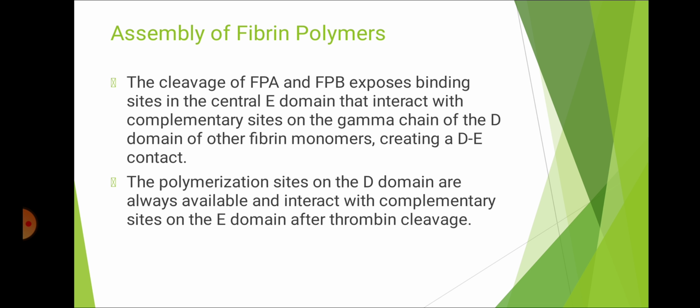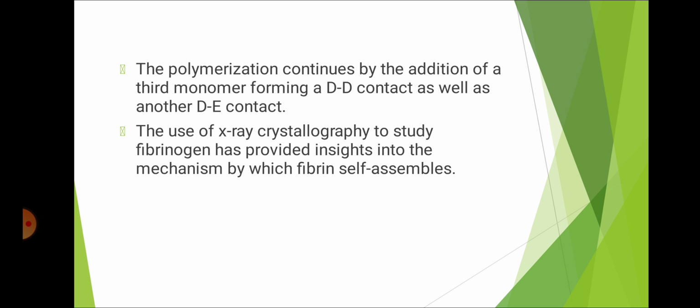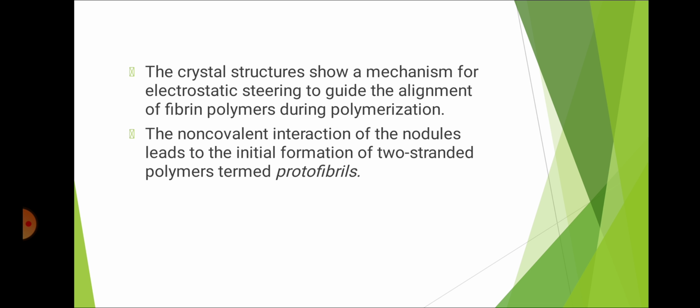The polymerization sites on the D domain are always available and interact with complementary sites on the E domain after thrombin cleavage. The polymerization continues by addition of a third monomer, forming a DD contact as well as another DE contact. The use of X-ray crystallography to study fibrinogen has provided insights into the mechanism by which fibrin self-assembles. The crystal structures show a mechanism for electrostatic steering to guide the alignment of the fibrin polymers during polymerization.